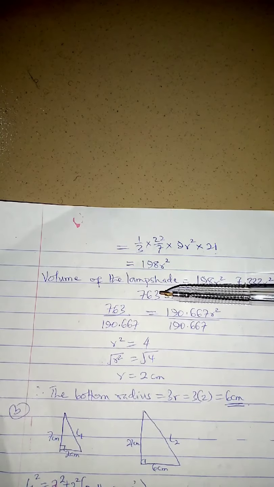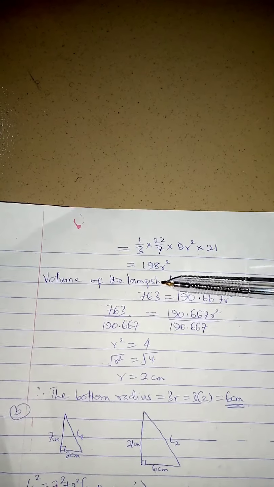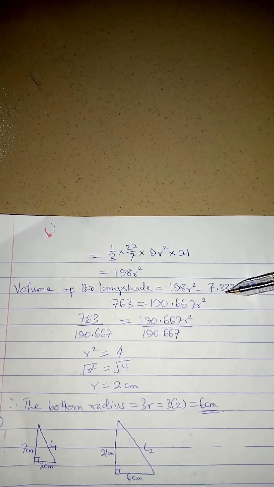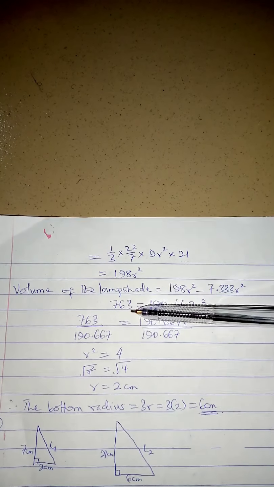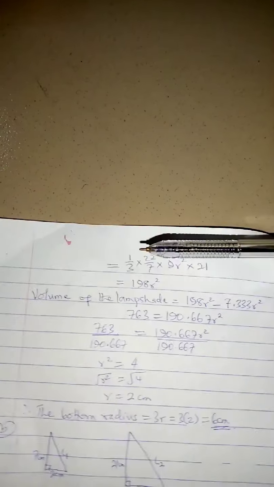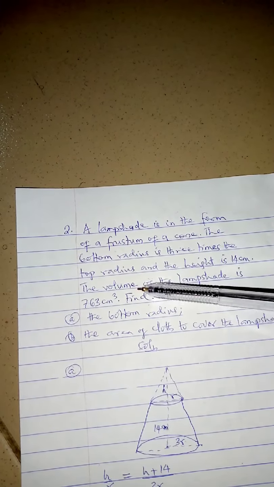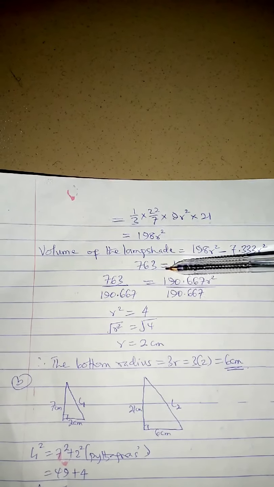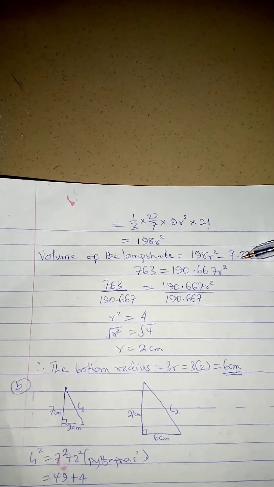Then remember, after you've gotten those volumes, subtract them. Volume of the lampshade will be volume of the whole minus volume of the added part. Remember, in the question, they give us the volume of the lampshade as 763. That will help you to get your radius. So you replace the volume of the lampshade with 763. Then you have your volume for the whole cone minus volume of the added part.